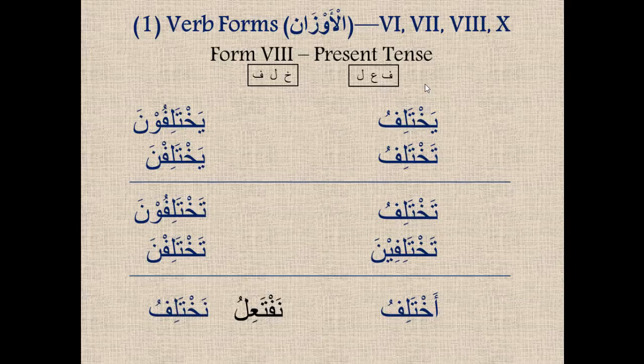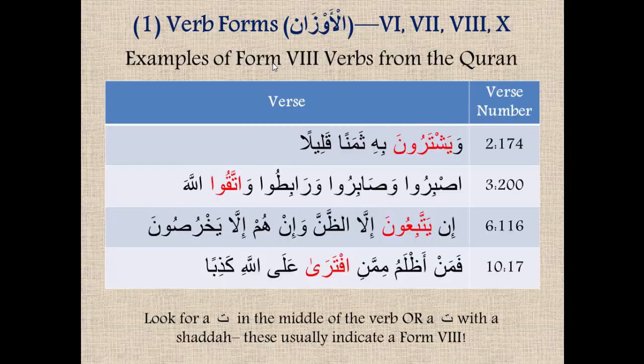نفتعل نختلف. So again, pay attention to the characteristic ta found in the middle of the verb between the first and the second radicals. That ta is the main characteristic of the Form 8 verb. So Form 8 is fairly common in the Quran. Unlike Forms 6 and 7, those tend to be a bit more rare, but Form 8 you find all over the place.